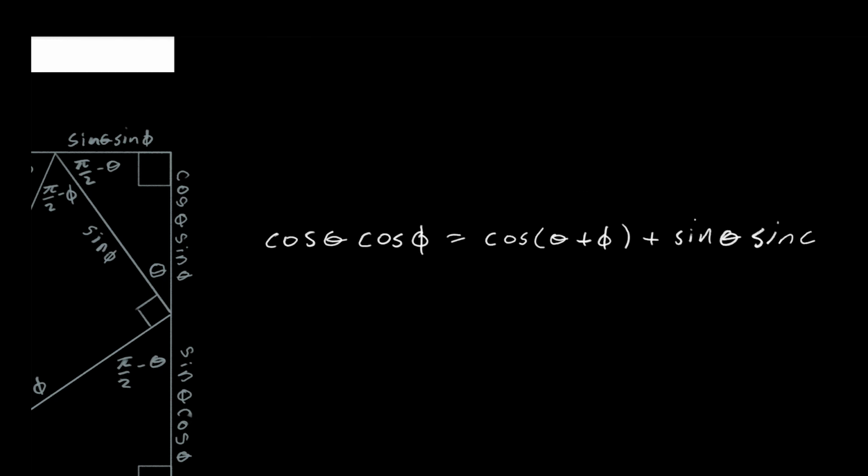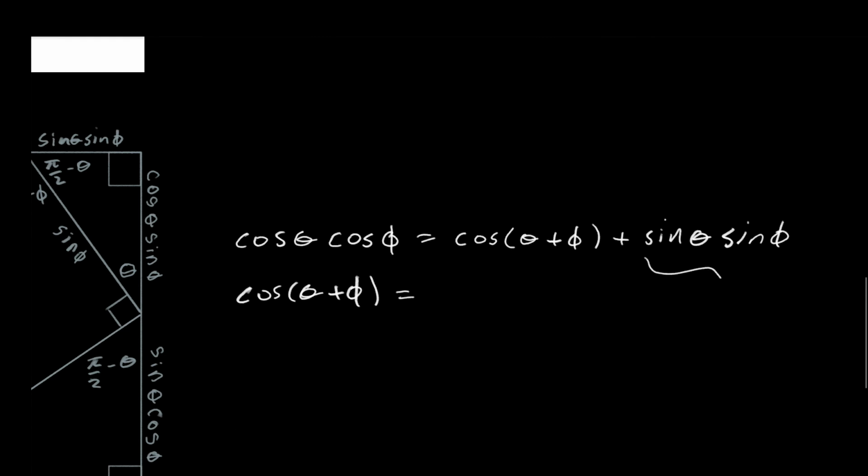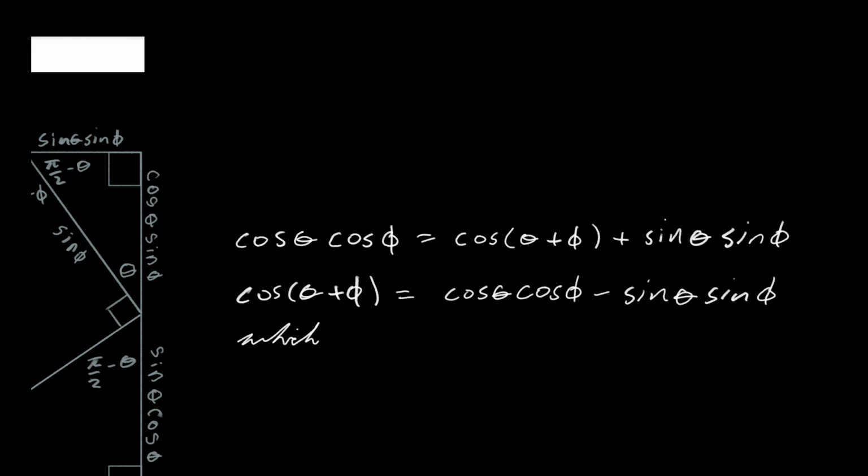Okay, now what we can do is solve for this. So we have the cosine of theta plus phi equals, well, subtracting the sine of theta times the sine of phi from both sides, we just get the cosine of theta times the cosine of phi minus the sine of theta times the sine of phi. And this is trigonometric identity 10. Okay, so we've proven 10.